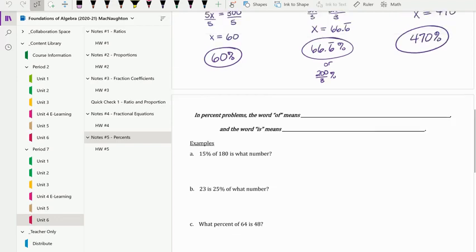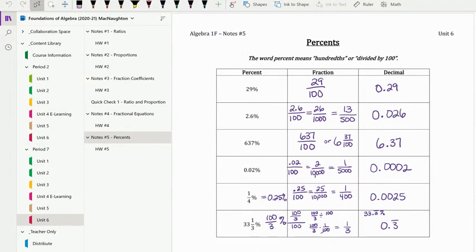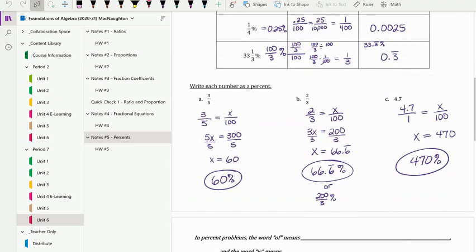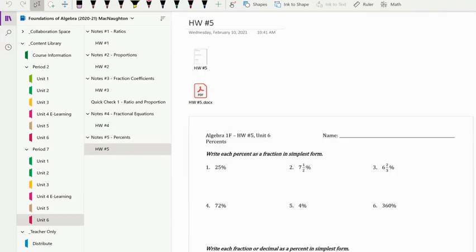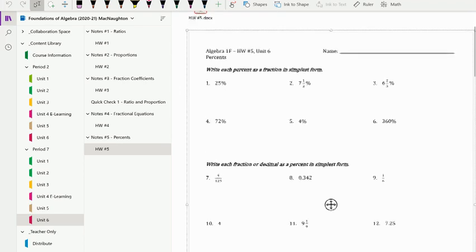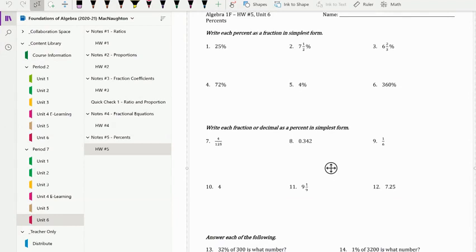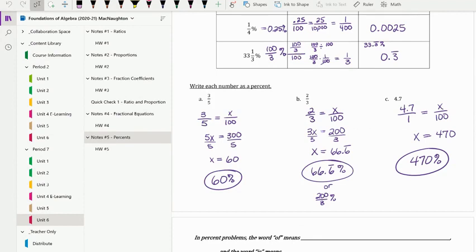If you remember, on our last day of class we went through the first part of notes number 5, where we looked at changing percents into fractions and decimals. We also talked about changing a fraction or a number into a percent. And then I told you on the homework, you should have been able to get through number 1 through 12. If you had questions on any of those, just remember to circle it or highlight it or star it, and we can go over those in class when we get back to school in person. But I do want to finish off notes number 5 so you guys can finish off that homework.